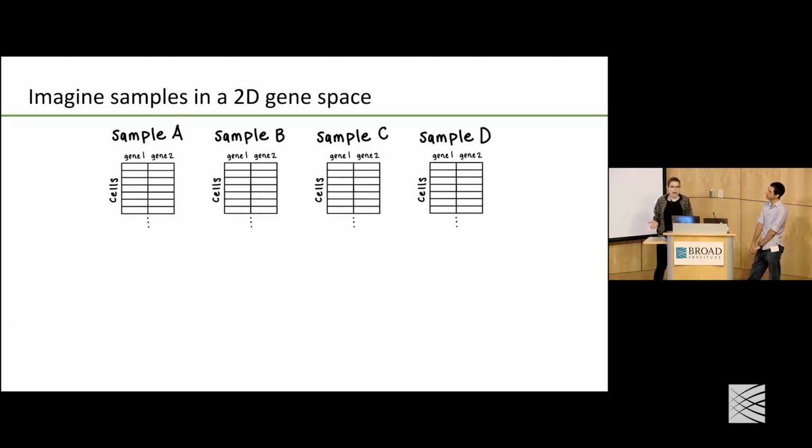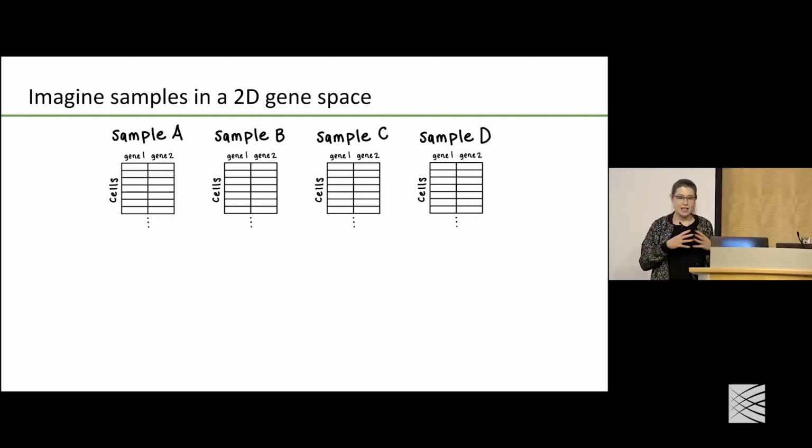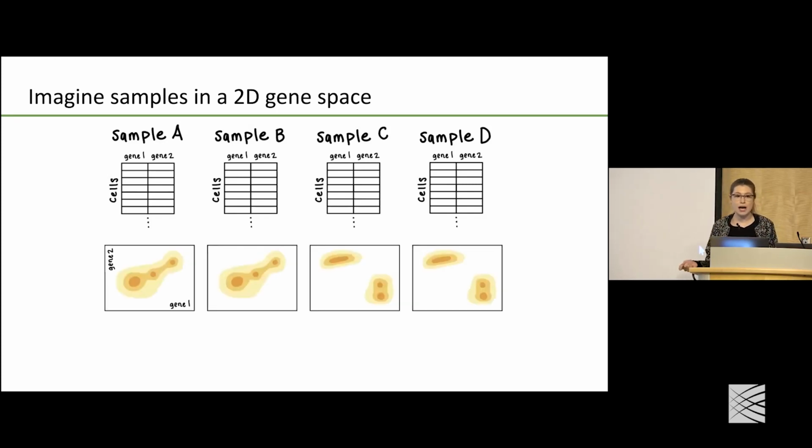So imagine that we have a single cell data set. In it, we have our samples. And for each sample, we have our cells by genes matrix. And just to build an intuition, let's imagine that we live in a world where cells only have expression across 2 genes. And because of that, we can actually visualize the generative distribution of cell abundance across our 2D gene space like this, where warmer colors reflect higher cell abundance.